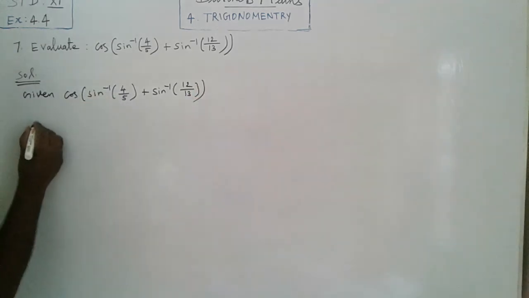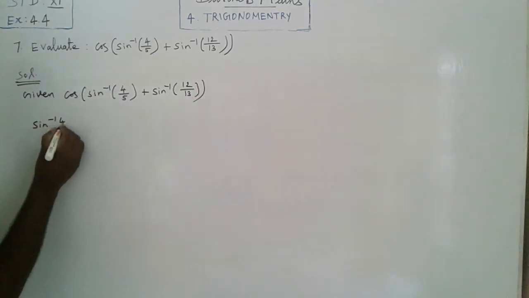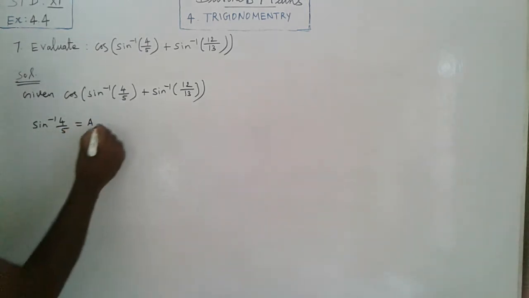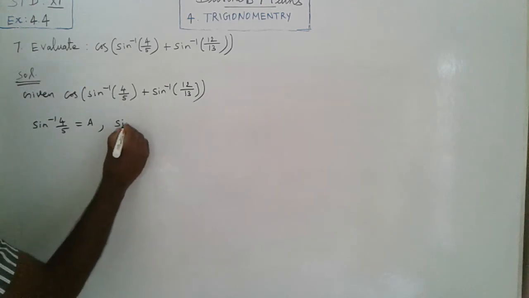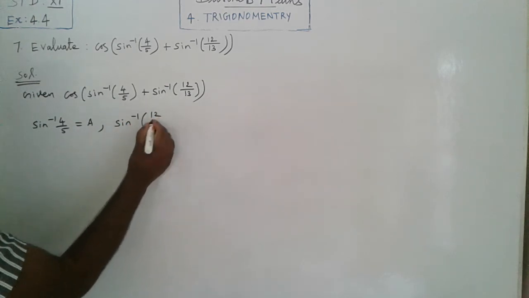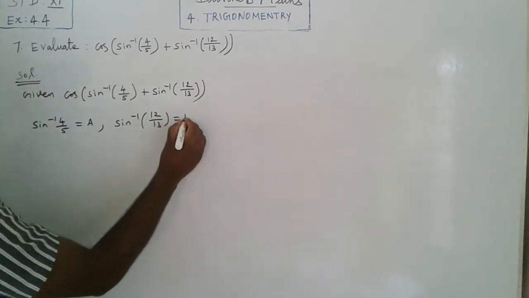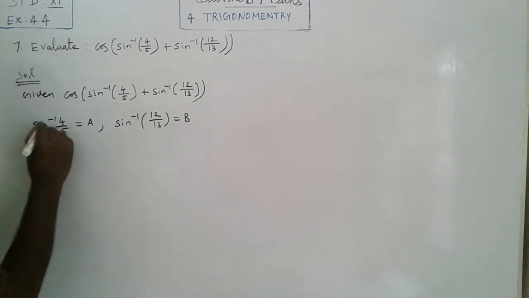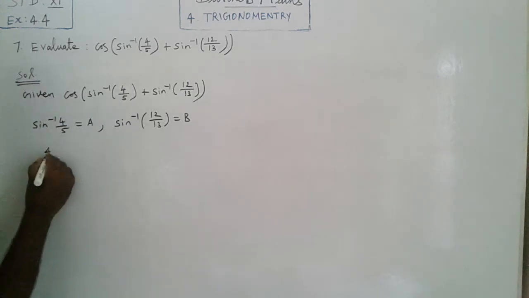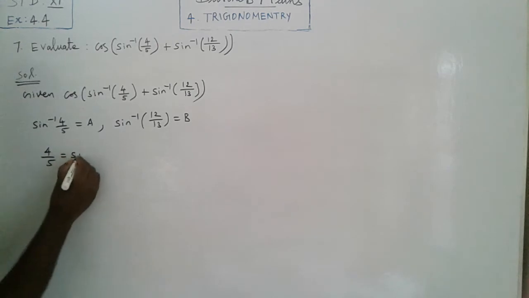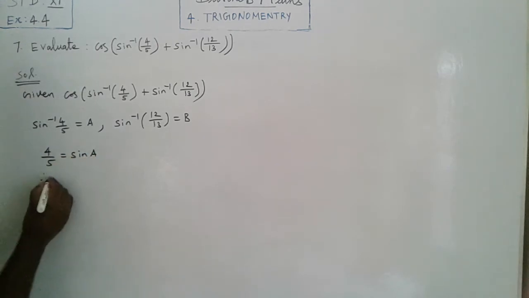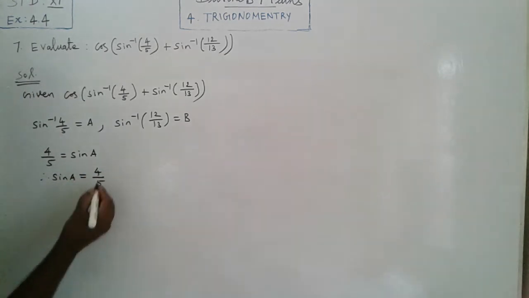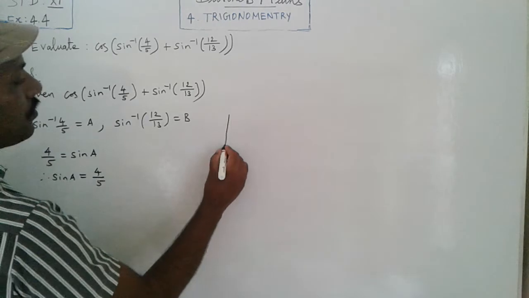We take sin inverse 4 by 5 equal to A. Another one, sin inverse 12 divided by 13, is B. Then A equal to sin inverse 4 by 5, so sin A equal to 4 by 5. We should take the right triangle.